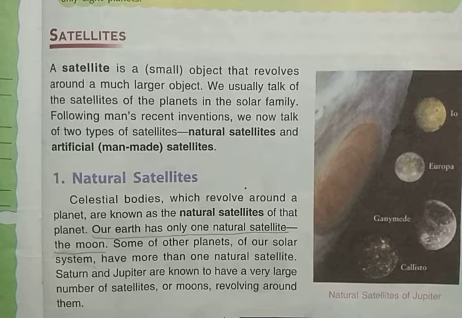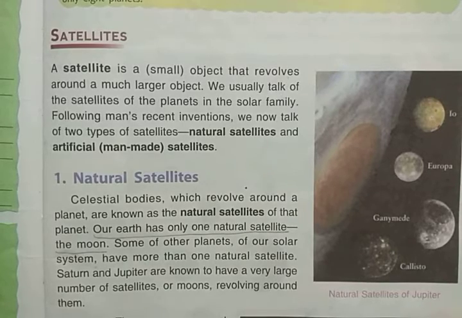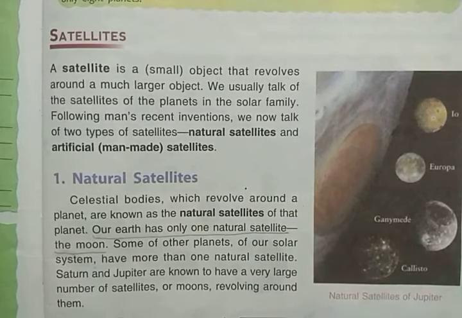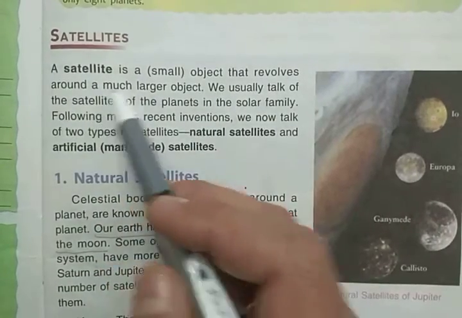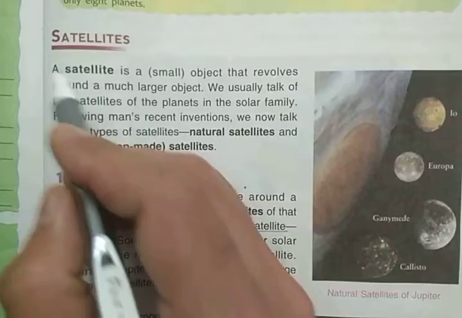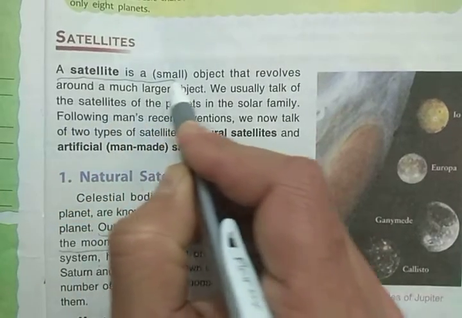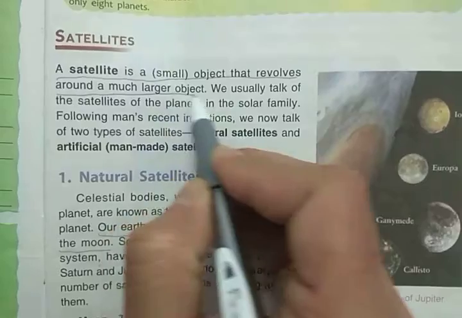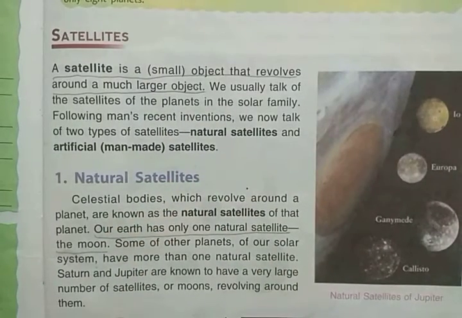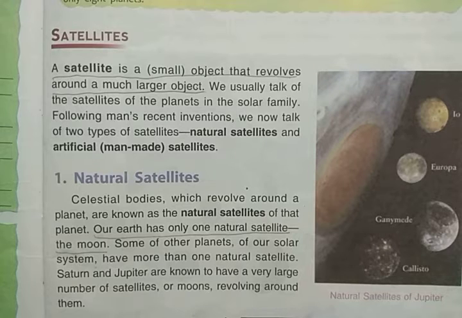And today we will revise about the satellites. So what is a satellite? A satellite is a small object that revolves around a much larger object, right? A satellite is an object that revolves around much larger objects. मतलब बड़े कोई ऑब्जेक्ट के चारों ओर एक छोटा ऑब्जेक्ट जब घूमता है, that is called a satellite.